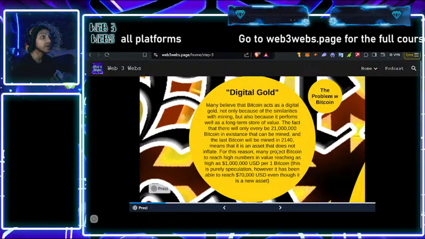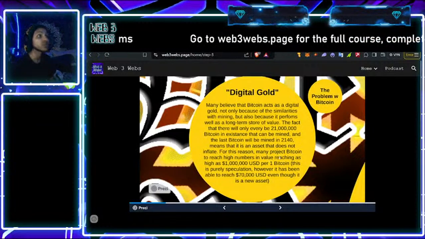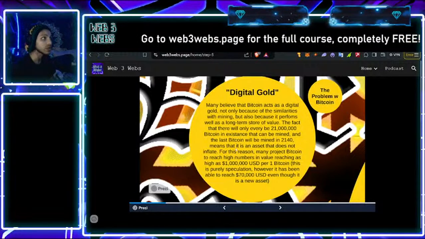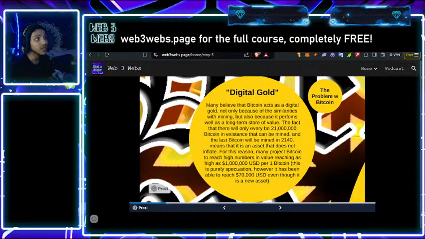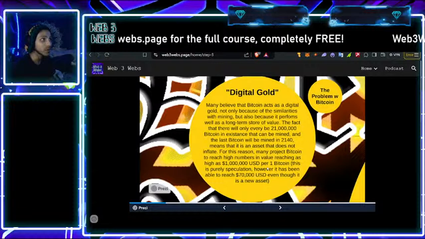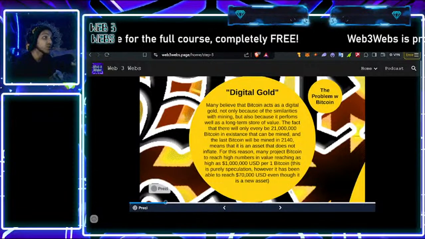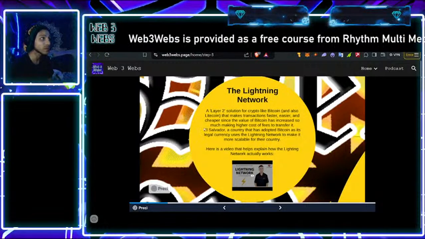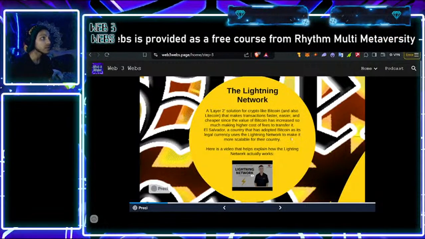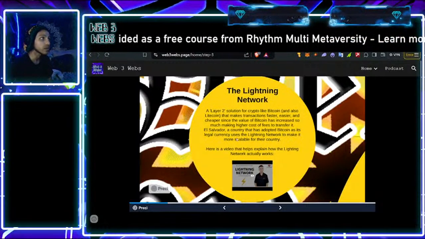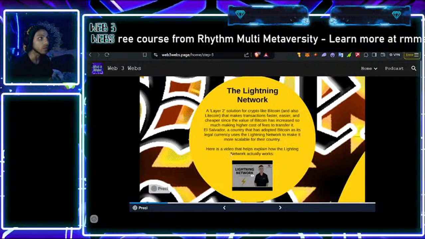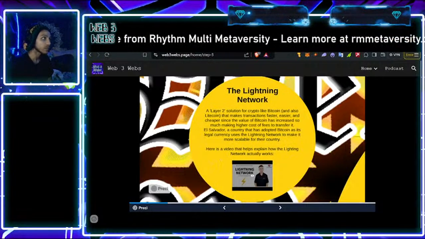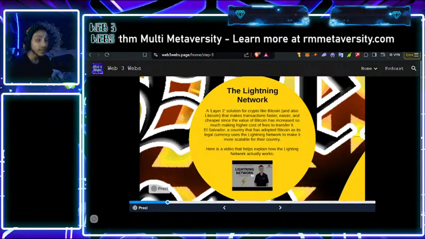For this reason, many project Bitcoin to reach high numbers of value, reaching as high as $1 million USD per Bitcoin. This is purely speculation, though. However, it has been so much, making higher cost of fees to transfer. El Salvador, a country that has adopted Bitcoin as its legal currency, uses the Lightning Network to make it more stable for the country. There's a video that helps explain the Lightning Network.